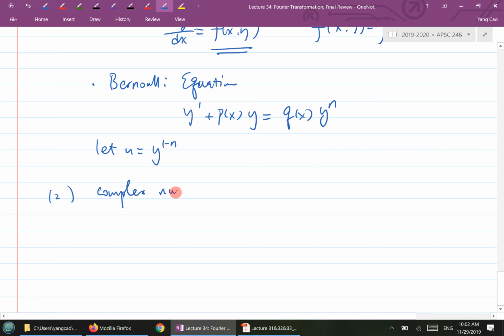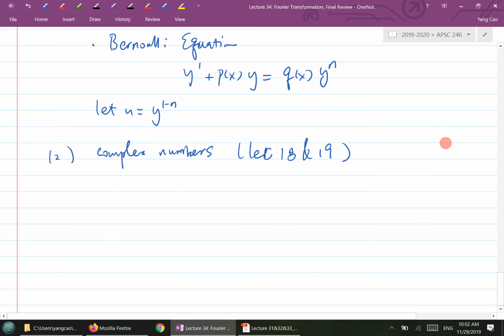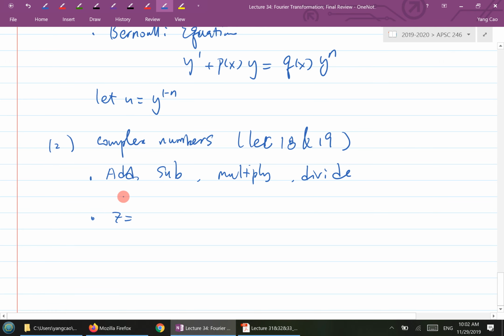Before we started on the second order differential equation, we covered the concept of complex numbers, in lectures 18 and 19. For complex numbers, what I need you to be able to do is add, subtract, multiply, and divide, so basically the basic operations of complex numbers. And you should know that you can write a complex number in many different ways.